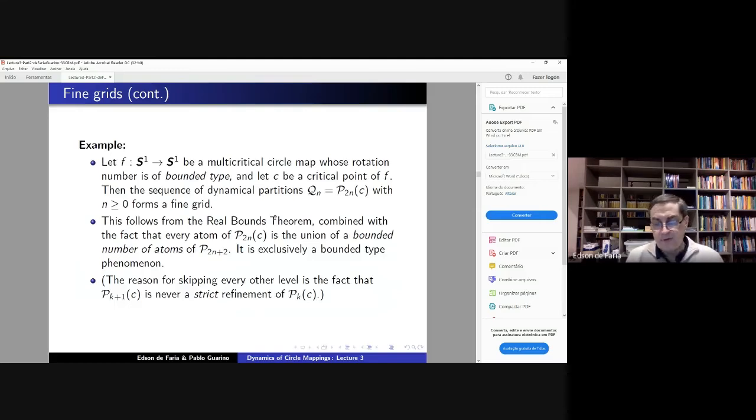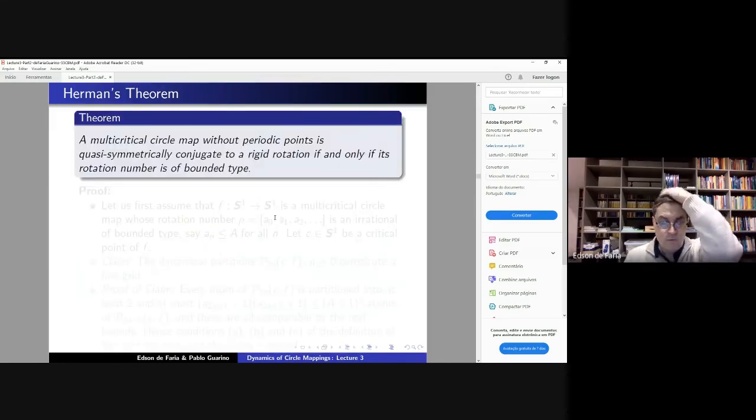And again, I'm just stating there that the reason why we skip levels is because P_{k+1} is never a strict refinement of P_k, okay? So we can then state the first theorem in this lecture. It's a nice theorem due to Michel Herman, which says that if you have a multi-critical circle map without periodic points, then it is quasi-symmetrically conjugate to a rigid rotation if and only if its rotation number is of bounded type. Okay, so let's use some of the facts that we stated before to prove this theorem.